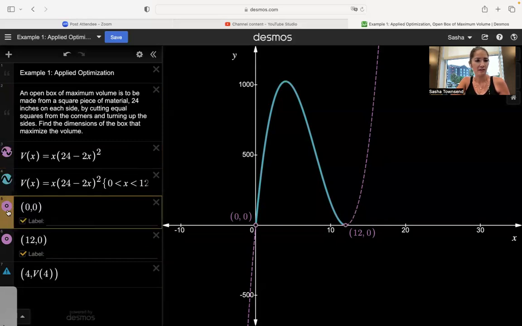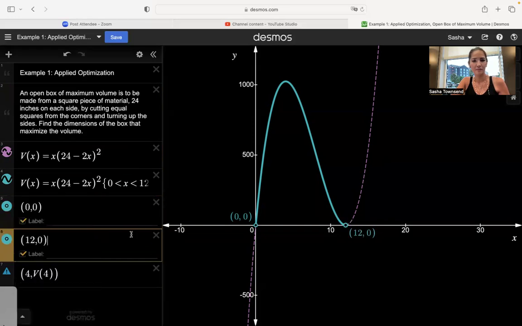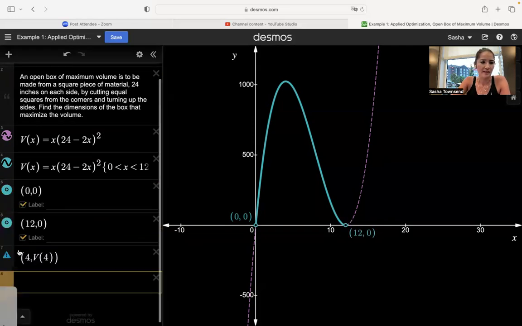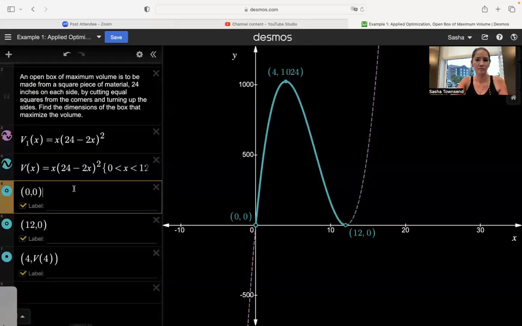I think I like that color better. We'll use that instead. And that function is optimized at x equals 4. We've got a maximum there. All right, so that was our first example. Now we'll do another example.